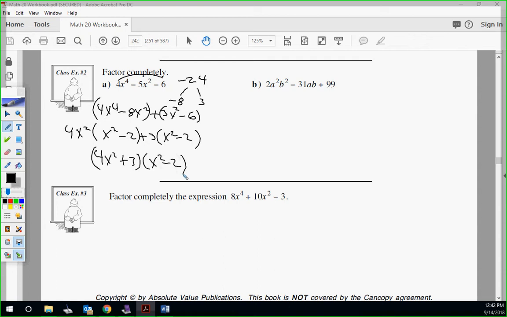You can always check, right? At least make sure your ends are good. 4x squared times x squared is 4x^4. 3 times negative 2, that's negative 6. Feel pretty good. Okay, this one they throw 2 variables at you now.